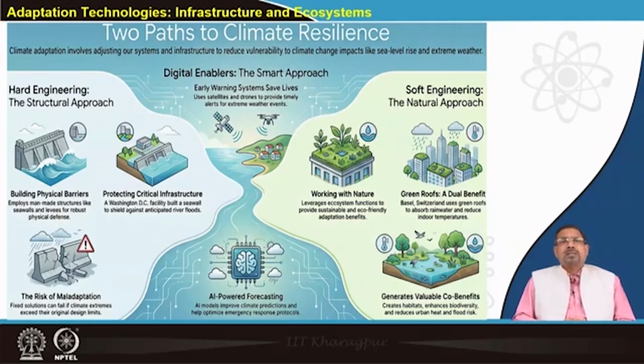Now, as per the third approach, that is enabled by digital technologies, as we already mentioned in terms of early warning systems, we are using satellite-based, AI-based and many other things so as to move effectively to very efficient early warning systems. And also forecasting or alert systems based on AI-powered models that improve the climate predictions.